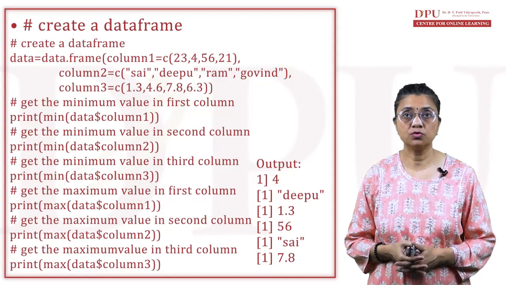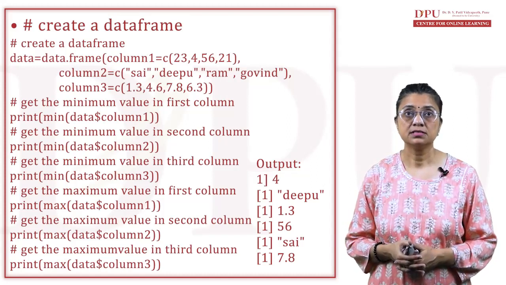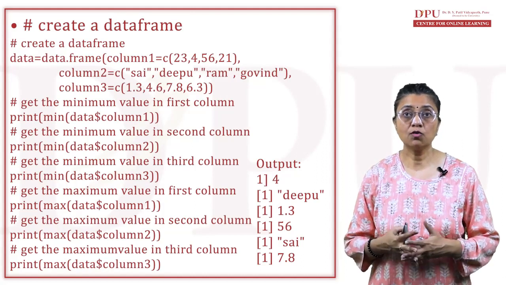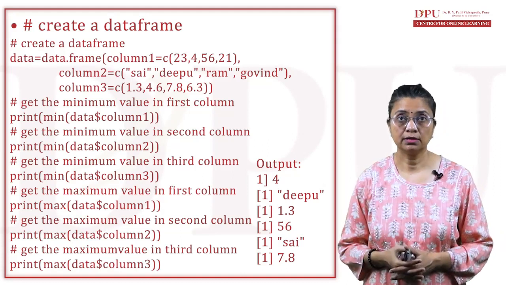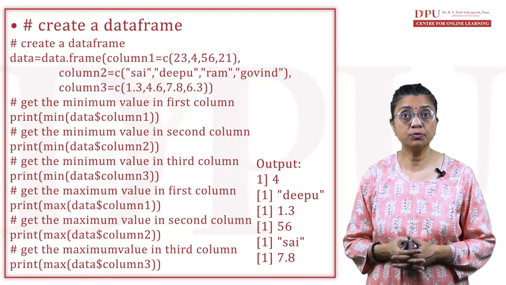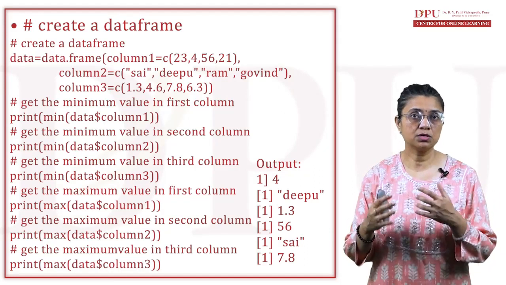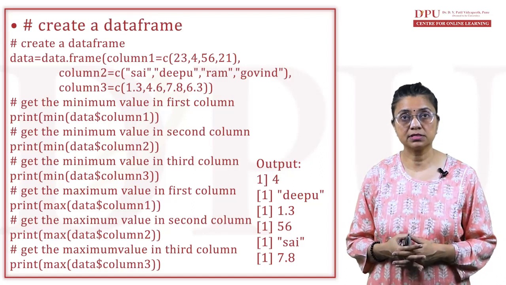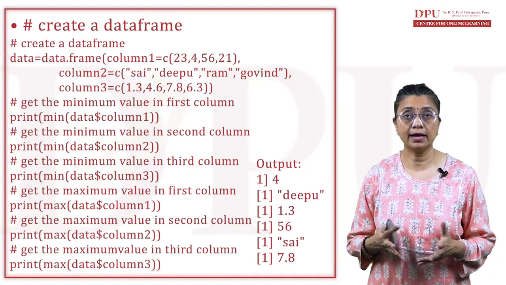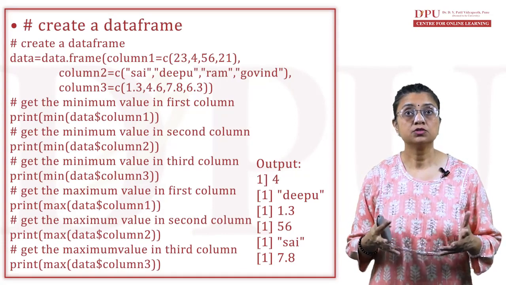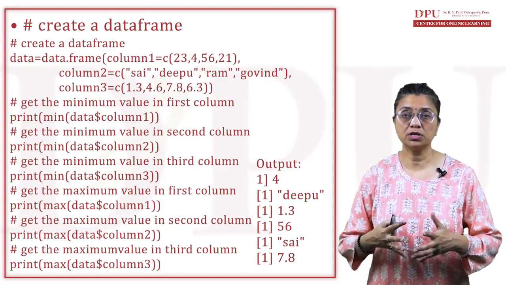On the right hand side, you can see 3, Deepu, 1.3, 56, Sai and 7.8. You can see over here that the minimum value is 4 for column 1. The minimum value is Deepu for column 2. You must be wondering how come Deepu is minimum. It is because it is an alphabetical order search, and D comes before S, A, R and G in the alphabetical order. So it is minimum. Likewise, the minimum value of column 3 is 1.3.